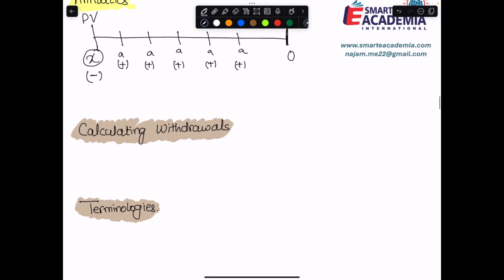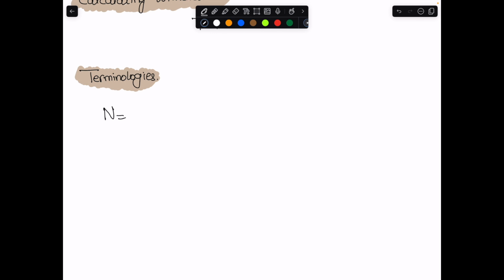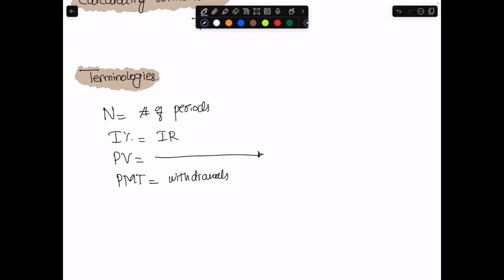Similarly, calculating withdrawals will still use the TVM solver in the graphing calculator or the financial calculator, and the terminologies are all going to be the same. N is going to be the number of periods. I is going to be your interest rate, what you're going to receive as profit, remember, in percentage. PV is the present value. PMT in this case is going to be withdrawals, not repayments. The present value is going to be negative and withdrawals are going to be positive. That's going to be the major difference. Again, FV is our future value, and P/Y and C/Y are the same things, which are payments per year and compoundings per year, the same logic that we used in our loans example.